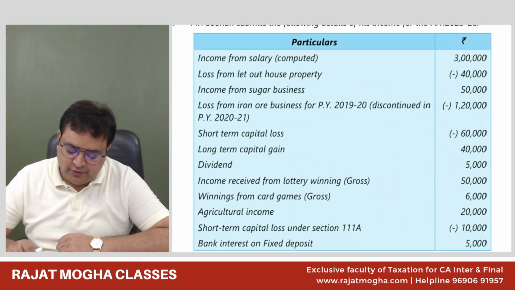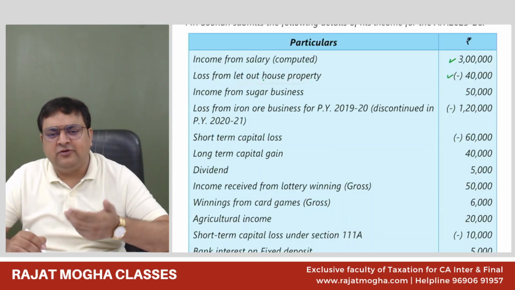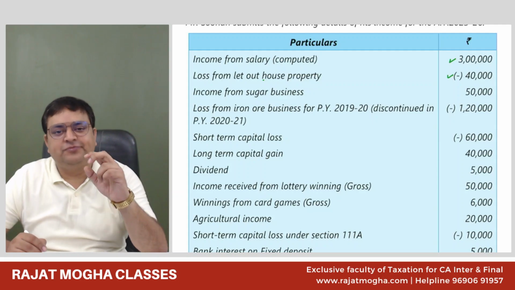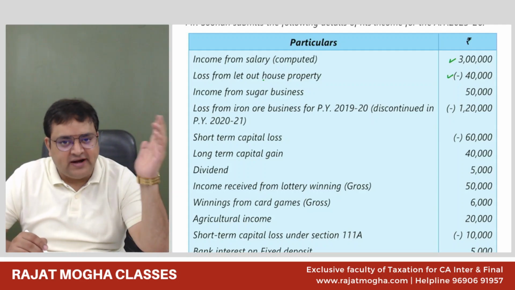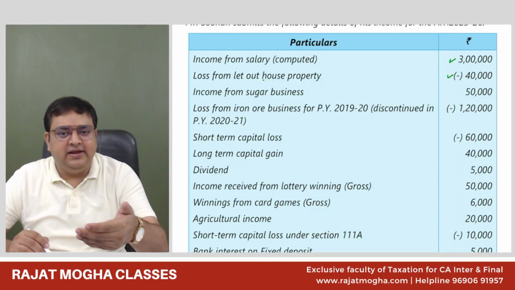Let us see what is given to us. So income from salary, 3 lakh. Loss from let out house property, 40,000. Okay. So it's a brought forward loss or a current year loss? It's a current year loss. Brought forward loss, they will actually tell you specifically that this relates to that year, that year, that year. But if they have not told you, so it means it's a current year loss.